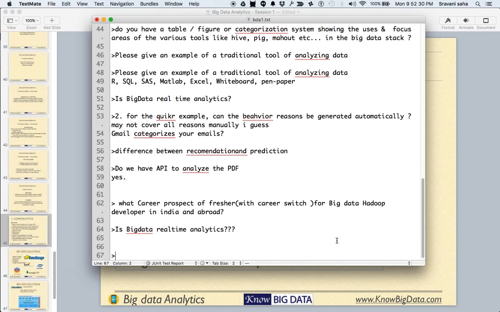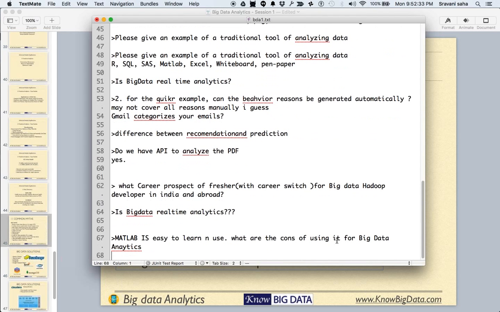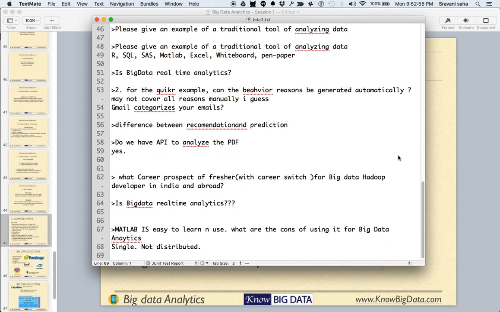All right. Amit's question is, MATLAB is easy to learn and use. What are the cons of using it for big data? MATLAB is a single system. It doesn't scale. You cannot do things like use two computers to do some analysis. It's not distributed. You cannot solve a single problem using two computers with MATLAB.